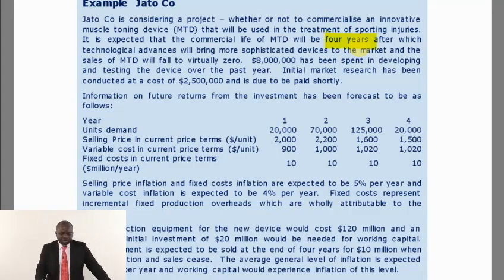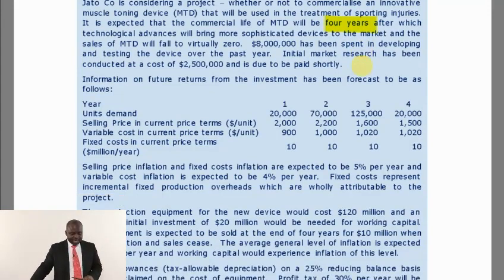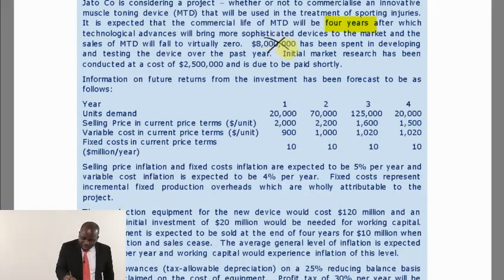After which technological advances will bring more sophisticated devices to the market, and the sales of MTD will fall to virtually zero. 8 million has been spent in developing and testing the device over the past year. Has something come up? Yes. 8 million has been spent. It's a past cost. So that is a sunk cost, which is irrelevant. So I will cancel it.